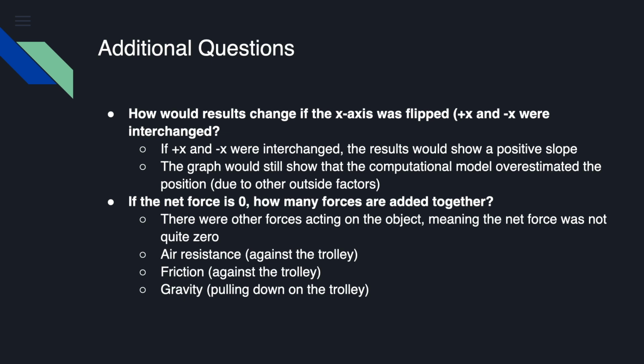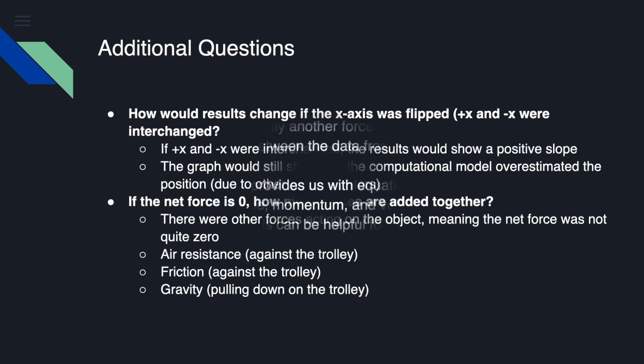If the net force is 0, how many forces are added together? There are other forces acting on the trolley, meaning the net force was not quite 0, as shown by the difference between the computational model and the Tracker model. This is almost certainly from air resistance against the trolley, friction against the trolley, and then another factor could be gravity pulling down on the trolley.